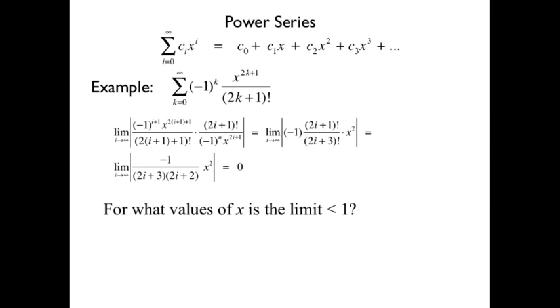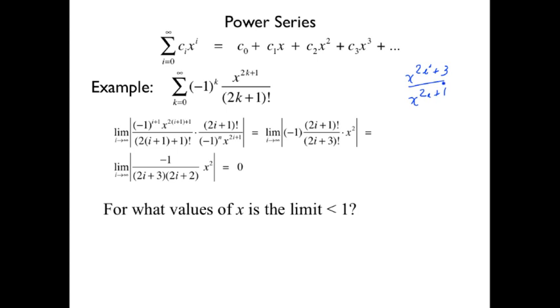How did you simplify the exponents to get x squared? Did you get this step? Do you agree with this? So you have 2i plus 3 and 2i plus 1. So how many more x's do you have on the top than on the bottom?